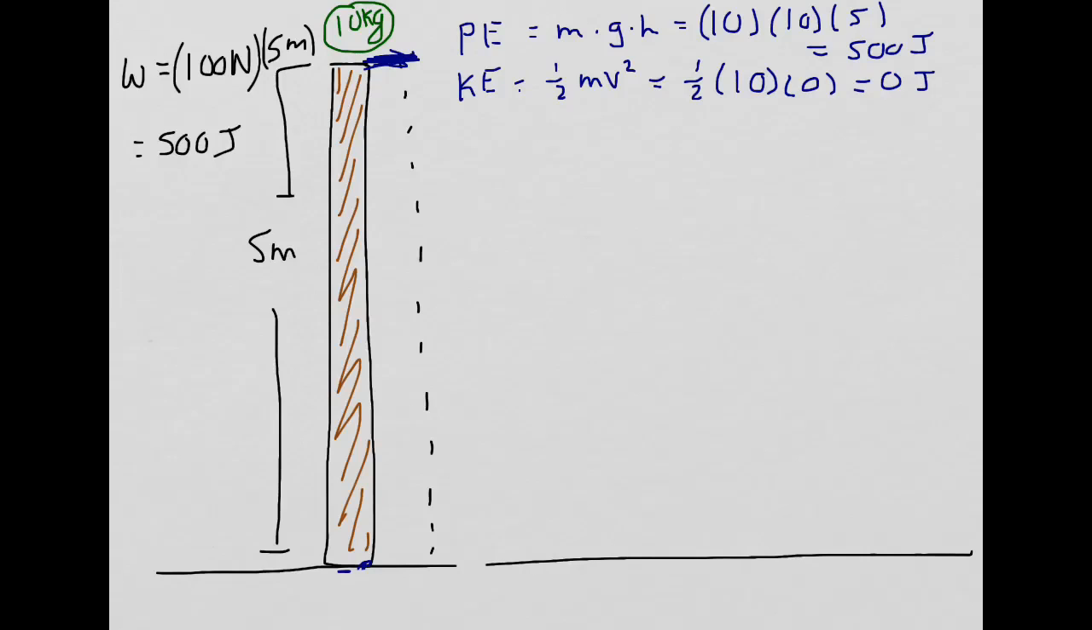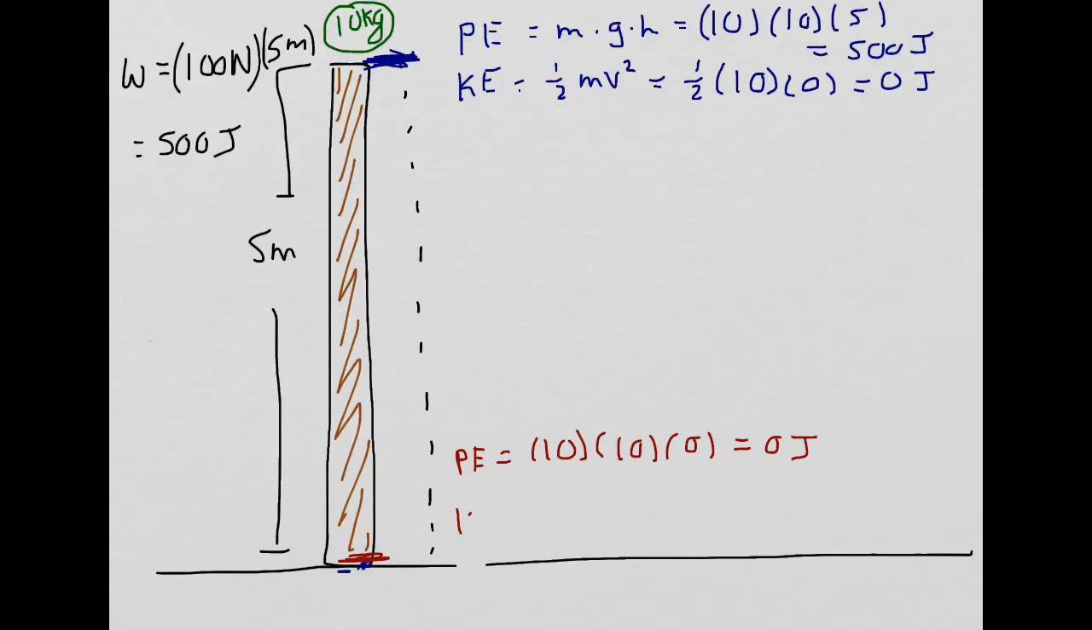Okay. Now let's look at the kinetic and the potential energies right at the bottom. So right before it hits the ground. So the potential energy of the ball is equal to the mass of the ball, which is 10 kilograms, times gravity, which is 10, times the height above the ground. So again, now it's at the bottom of this cliff, so the height is 0. So potential energy, gravitational potential energy, is 0 joules.